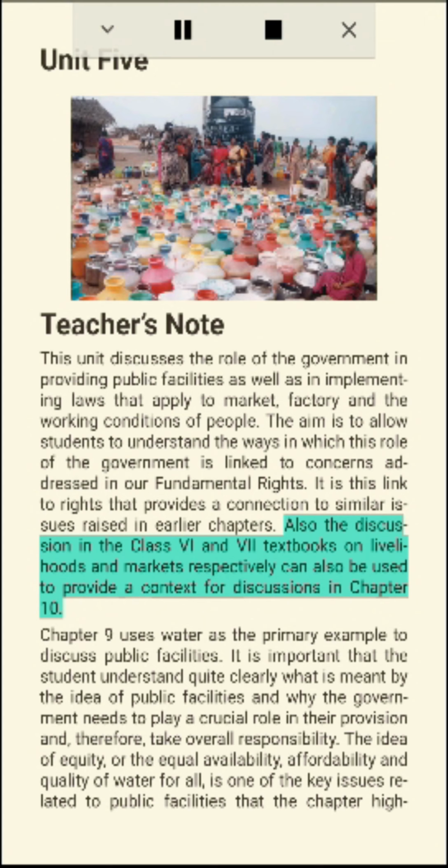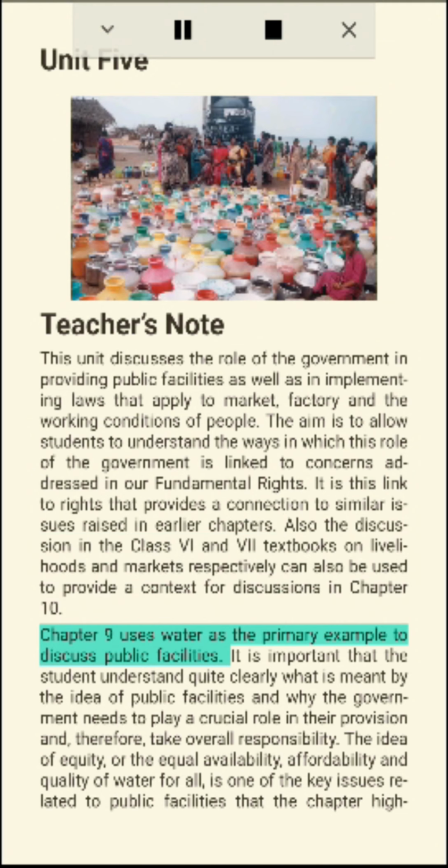Also, the discussion in the Class 6 and 7 textbooks on livelihoods and markets respectively can also be used to provide a context for discussions in Chapter 10. Chapter 9 uses water as the primary example to discuss public facilities. It is important that the student understand quite clearly what is meant by the idea of public facilities and why the government needs to play a crucial role in their provision and, therefore, take overall responsibility.